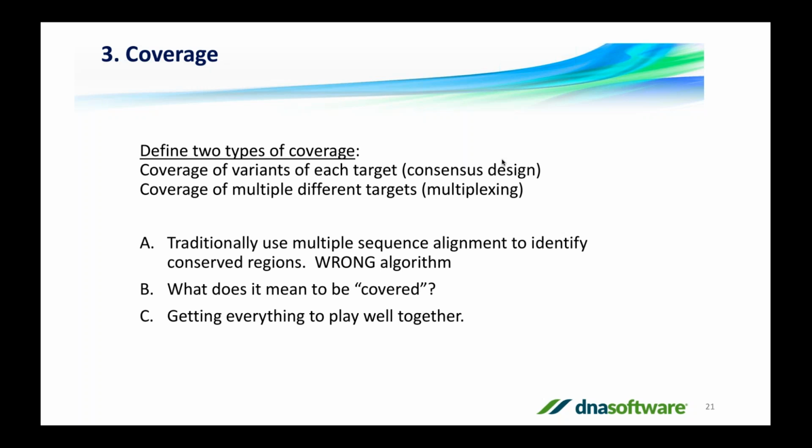Another type of coverage is the problem when you have multiple very different targets. For example, suppose you wanted to amplify 100 different genes from the human genome simultaneously.